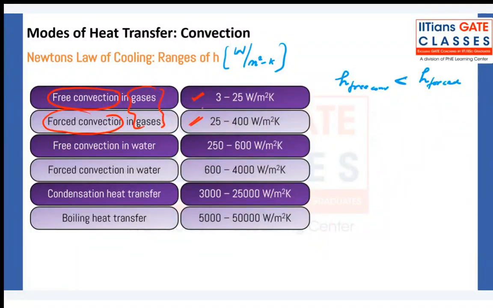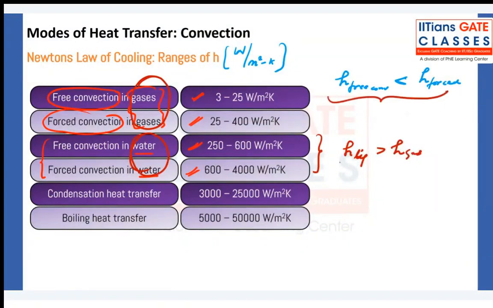Okay, similarly you can see in water, free and forced convection. In free convection it is lower, in forced convection it is higher. But if you compare, you can also compare with gases and liquids. So H of liquids is greater than H of gases. This is one conclusion, this is another conclusion. This is for gases and this is for liquids.